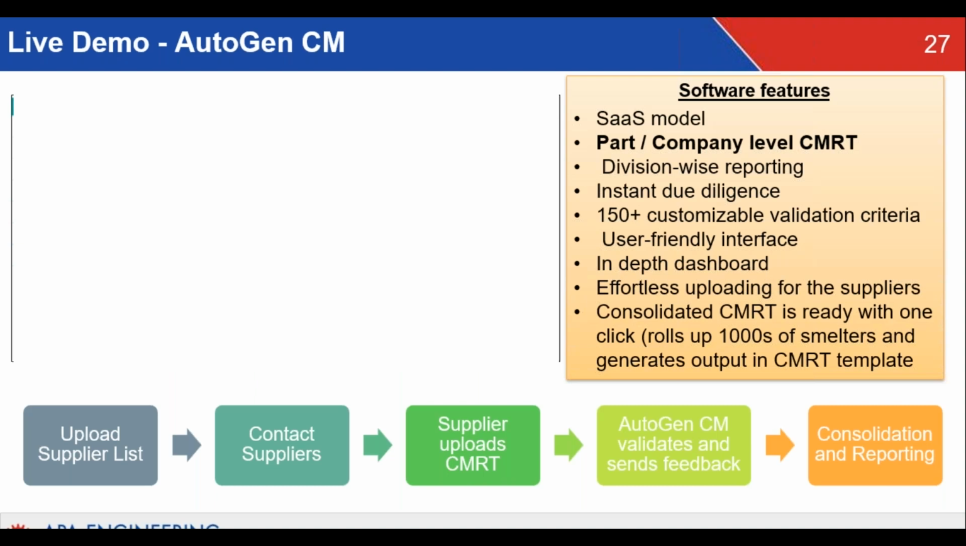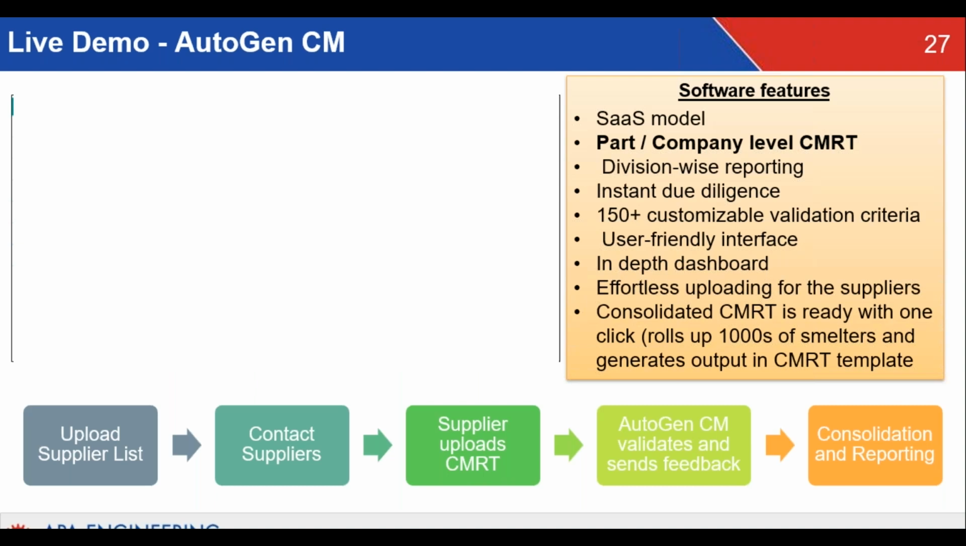The process flow is, first, we are required to upload the supplier details along with the contact information. Second, a notification will be sent to the suppliers to submit CMRT information via the AutoGen portal. Third, the CMRT submitted by the supplier through the supplier link will be queued for further processing.